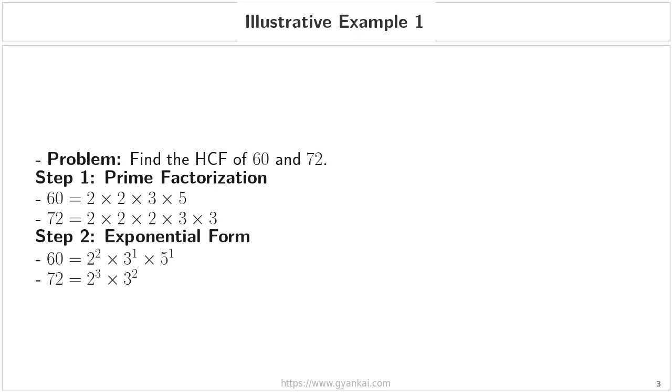Next, we move to step 2, where we rewrite these factors in exponential form to make them much easier to compare. For 60, instead of writing 2 2's, we write 2 to the power of 2, then multiply by 3 to the power of 1, and finally by 5 to the power of 1. For 72, we can simplify its factors into 2 to the power of 3, multiplied by 3 to the power of 2. Keep these exponential forms in mind, because in the next slide, we will use them to identify exactly which factors they share.